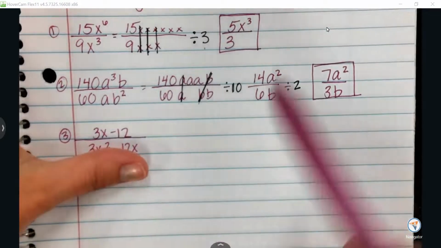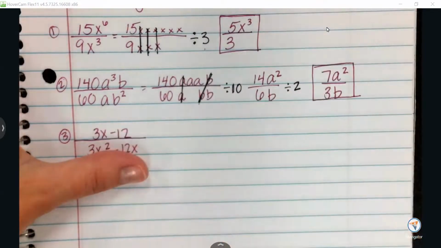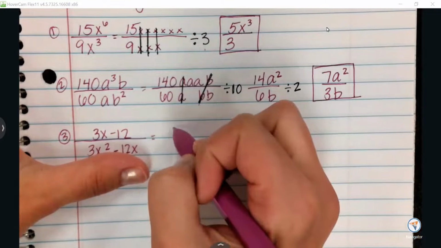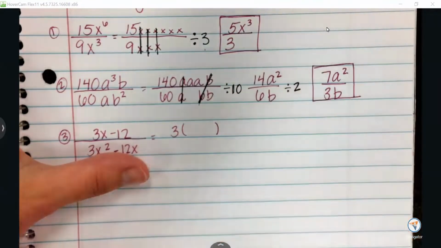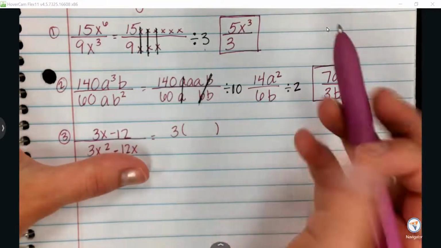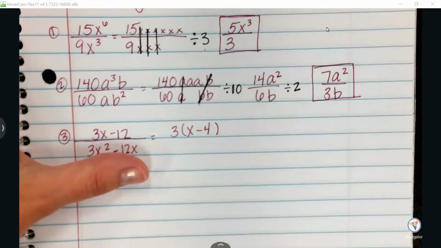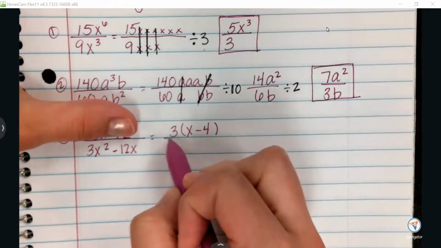So just looking at the top, I have a 3x minus 12. Is there a GCF I can take out of that? What can I take out? A 3. And I need to know what's left over. So if I divide both of these by 3, what will be left over? X minus 4. Very good. Now let's do the denominator.